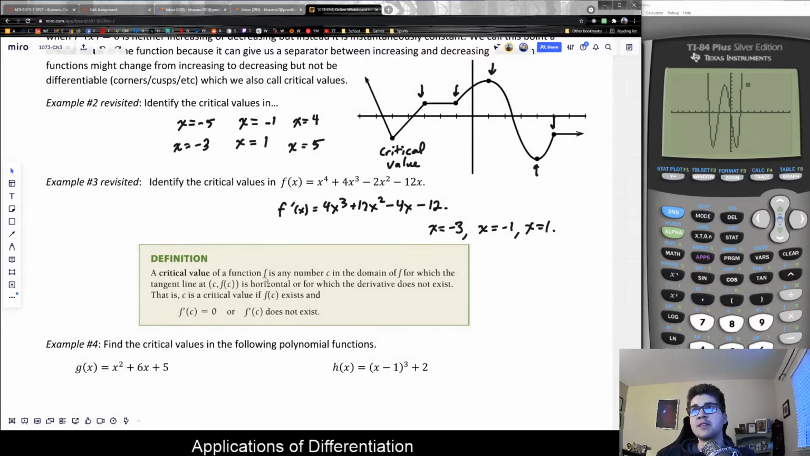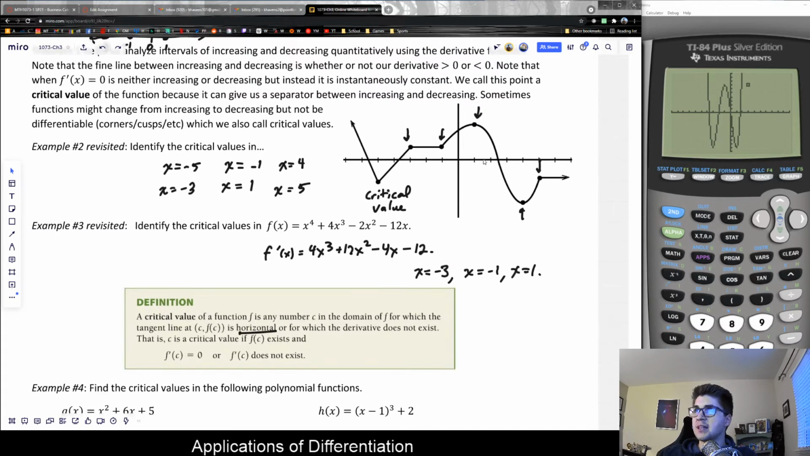But let's go back and read the definition. A critical value of a function f is any number c in the domain of f for which the tangent line is horizontal or for which the derivative does not exist. So a horizontal tangent line, notice looking at some of these examples, like this point on the curve, if we were to find the tangent line, it would sit right on top, the tip top. This is something we talked about back in chapter 1, but when a tangent line has slope 0, it is flat. That is always where a critical value occurs.